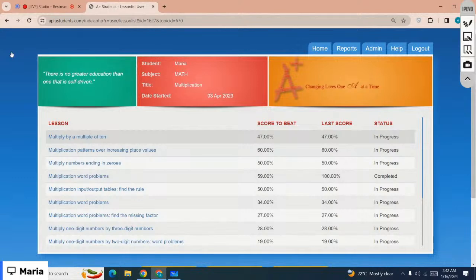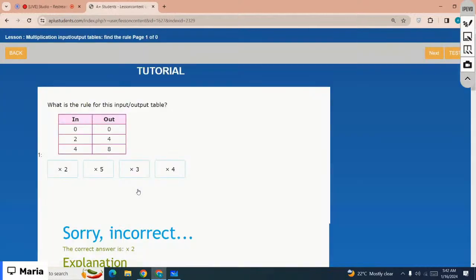We'll do multiplication input output tables, find the rule. So we have already done the input output tables with addition and subtraction, right? Basically, you have to identify the rule. The rule means what rule you apply on input to get the output value. Because here we are working on multiplication, that means you need to multiply some number with the input value to get the output value, right? So you have to identify which number is multiplying with the input value to get the output value. Got it? Just look at the example.